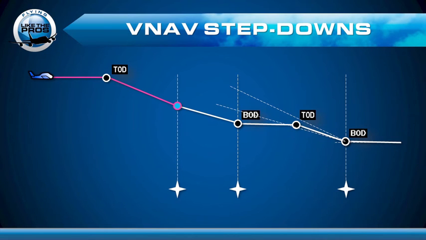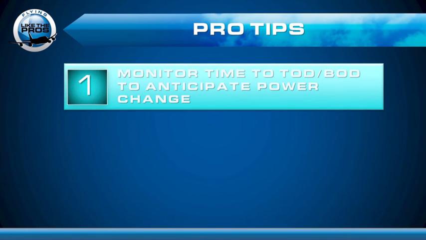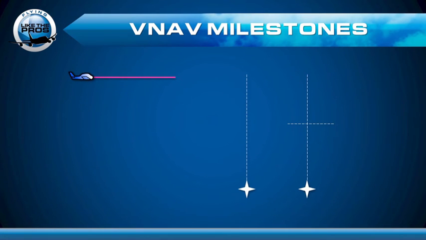I can't tell you how many students I've had get bit by this, and it's really dangerous when it happens in a jet. So pro tip number 1 is you need to monitor the time to the top of descent and bottom of descent to anticipate a change in power. So let's take a look at a typical VNAV descent, and let me show you the cues or milestones that I use to manage the power.